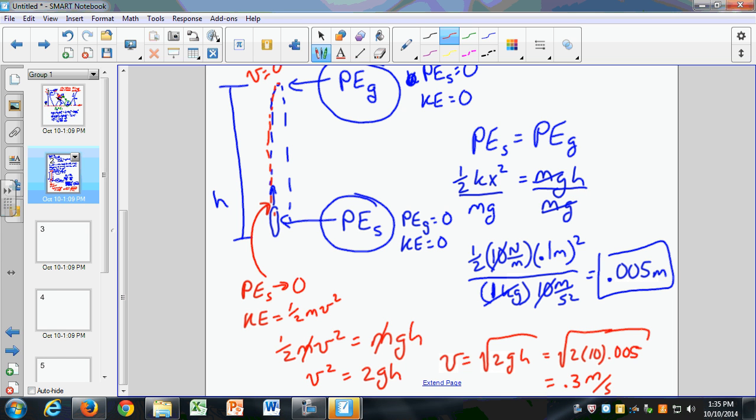Tasha? Why did the tens cancel when you actually did the math? Is it because of the units? No, it's not the units. Just right here, you mean? Yeah. Oh, just because I have 10 over 10. So I just divide this 10 by this 10, and then that's equal to 1. Okay. Alright.